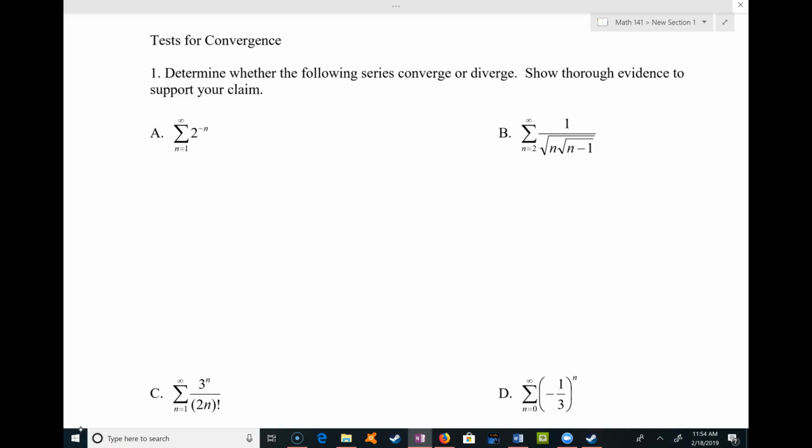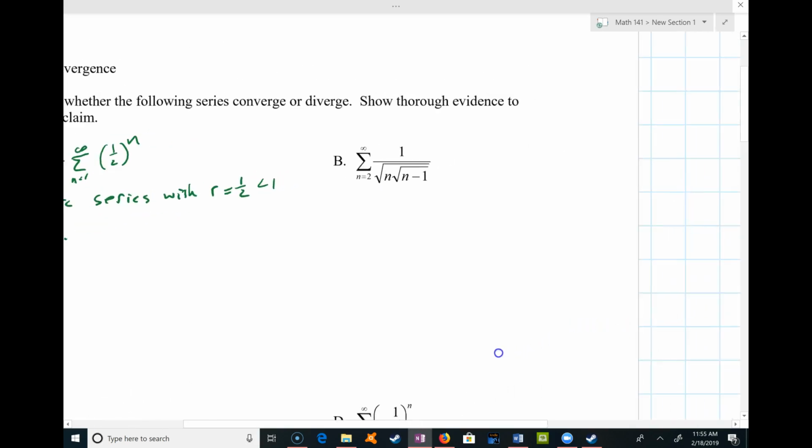So first thing I do on this one is I notice that this is the same thing as 1/2 to the n, which is clearly a geometric sequence, so you'd say geometric series with r equal to 1/2, which is less than 1. Therefore converges.